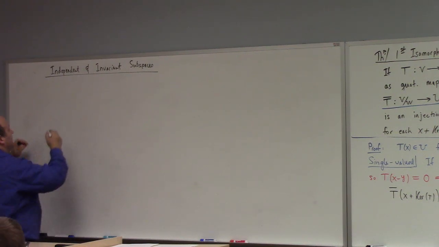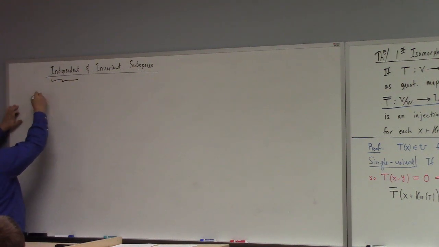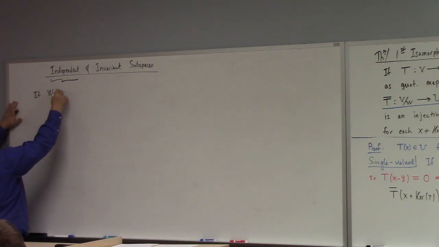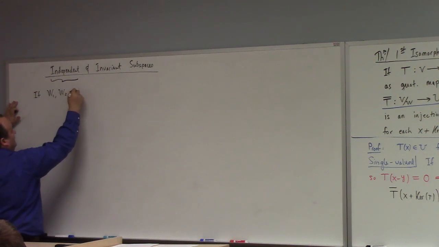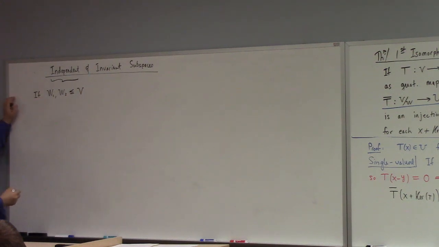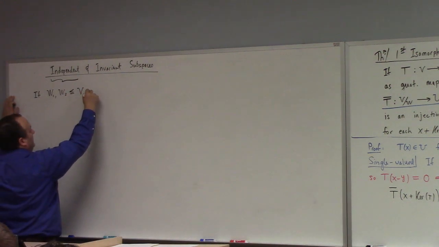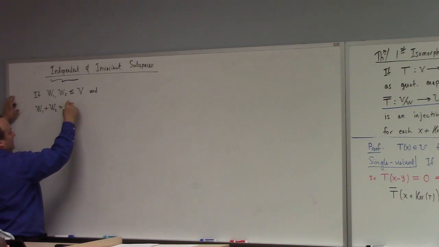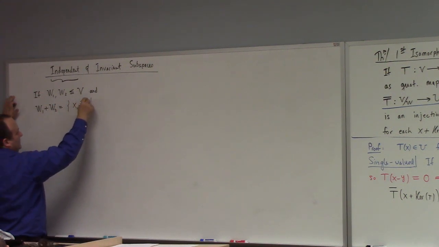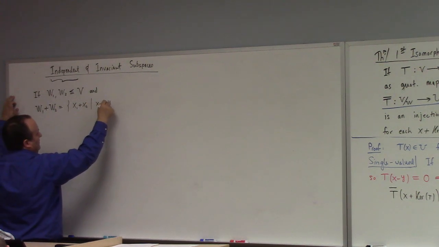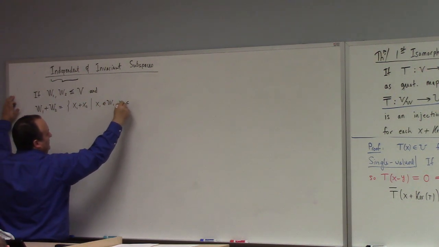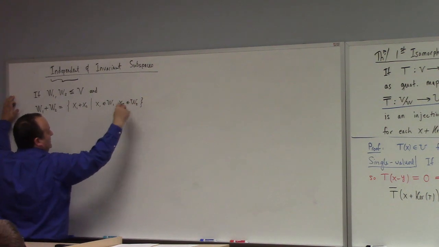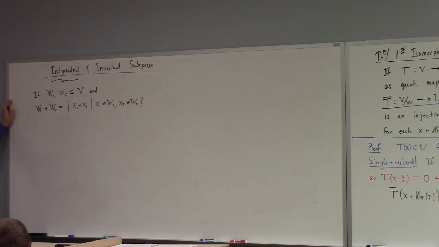So, independent subspaces. Here, for example, if W1 and W2 are subspaces of a vector space V, then W1 plus W2, which by the way is defined to be x1 plus x2 such that x1 is in W1 and x2 is in W2.